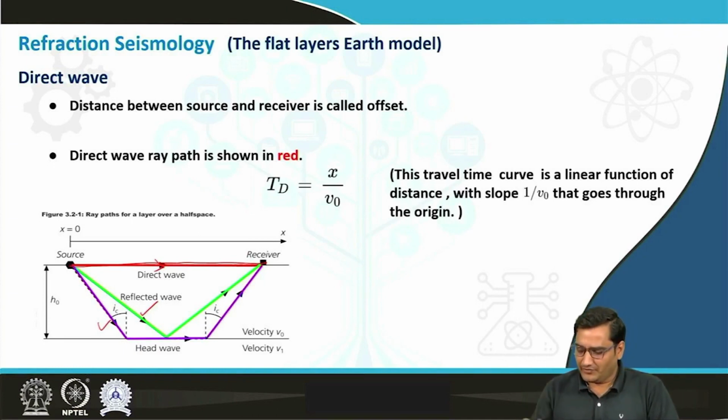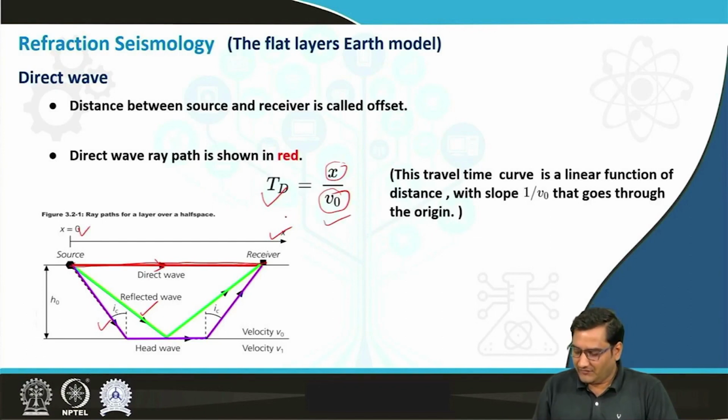So if you want to find out the travel time taken by the direct wave in going from source to the receiver, it can be represented by TD, which is nothing but the offset divided by the velocity of the top layer. So x is the offset. If we keep the source at the origin at x equal to 0, then the receiver is at a position x, and total distance divided by velocity will give you the travel time of the direct wave.